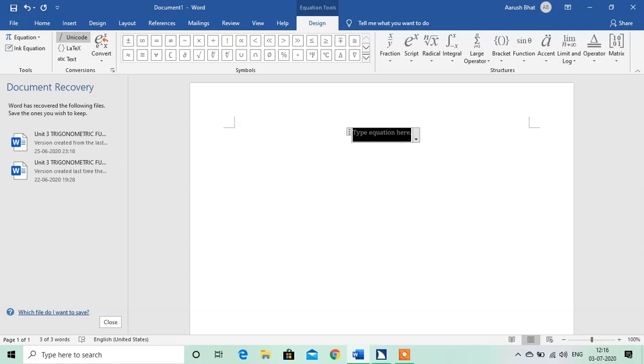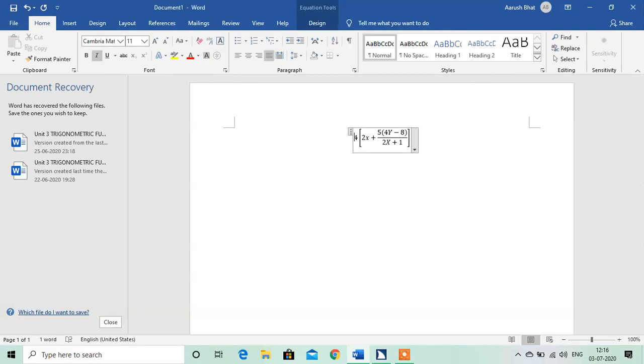Now let's try some equations and see how good it is with those. So let's say 4 left bracket 2x plus 5 left parent 4y dash 8 right parent slash left parent 2x plus 1 right parent right bracket. Enter. Let's read this. Graphic 4 open bracket 2x plus 5 open parent 4 cap y minus 8 close parent over denominator 2 cap x plus 1 end denominator close bracket graphic.